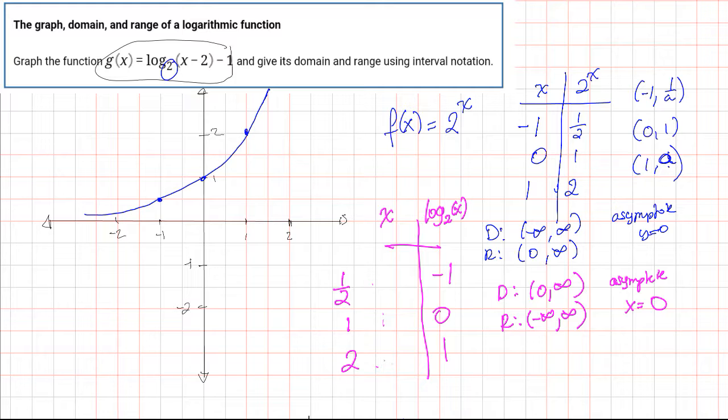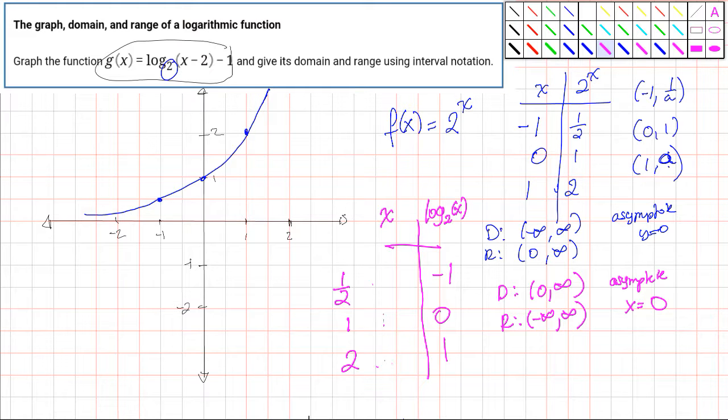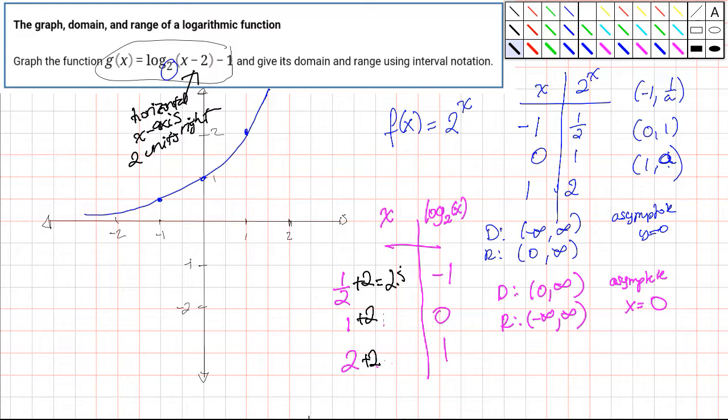Okay, so in this function, just like we've been doing before, let's go for black. We have to recognize that there is a horizontal translation, and a horizontal translation is going to affect my x values. So I'm going to move 2 units to the right, which means I have to add 2 to each point. So now 2.5 is my new x value, 3 is my other value, and 4 is my other value.